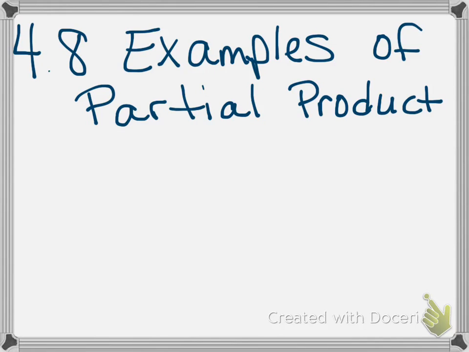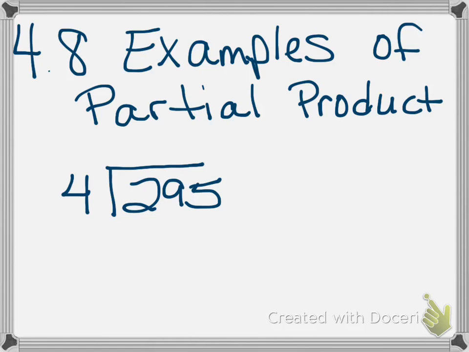Today the students and I worked very hard on having different examples of partial product, and I told them that they could choose any 3-digit number divided by a 1-digit and work on partial product. So my first example, I'm going to choose 295, and I want to divide that by 4. Now when I look at this, I ask them if they see any basic facts.